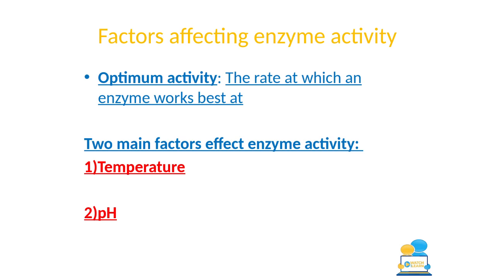You may be asked what is meant by the optimum activity of an enzyme. The optimum activity of an enzyme is the rate at which an enzyme works best. You may also be asked what is meant by optimum temperature for enzymes. The optimum temperature for enzymes is the temperature at which an enzyme works best. The optimum pH, again, is the pH at which an enzyme works best. And this is important, and this comes up very frequently: name 2 factors that affect enzyme activity.